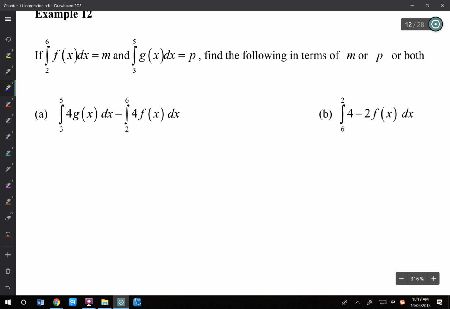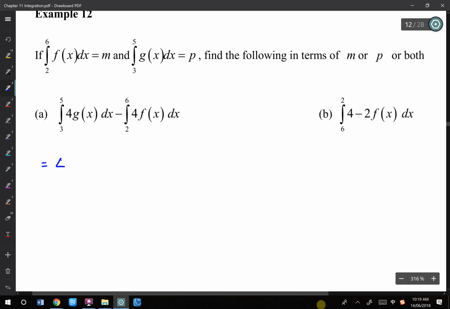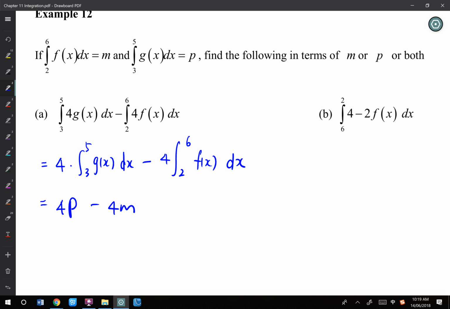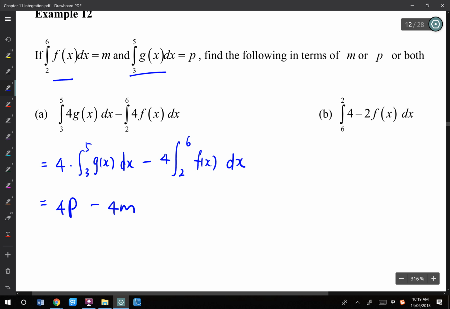Well, you can see the first one. I can get the 4 out: the integral from 3 to 5 of 4g(x) dx minus the integral from 2 to 6 of 4f(x) dx. You can just get the 4 out. That's the property. And that's 4p minus 4m. I want something expressed this way, and I can use m and p to represent that.